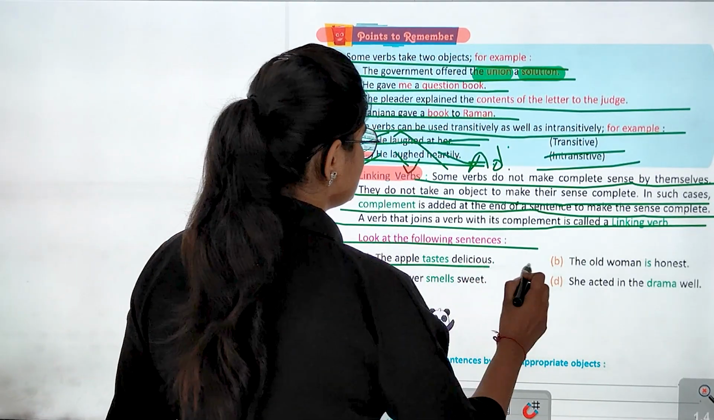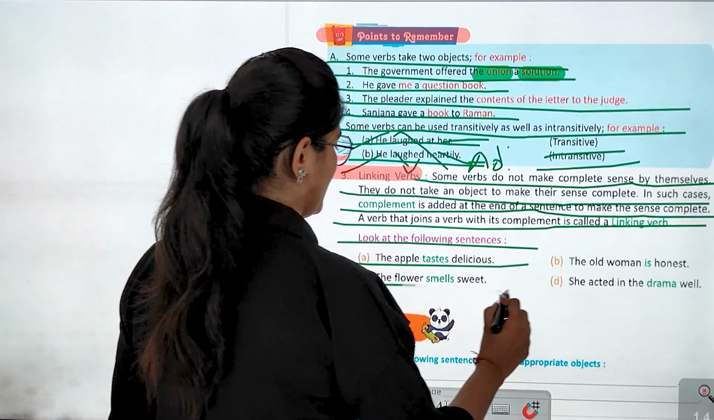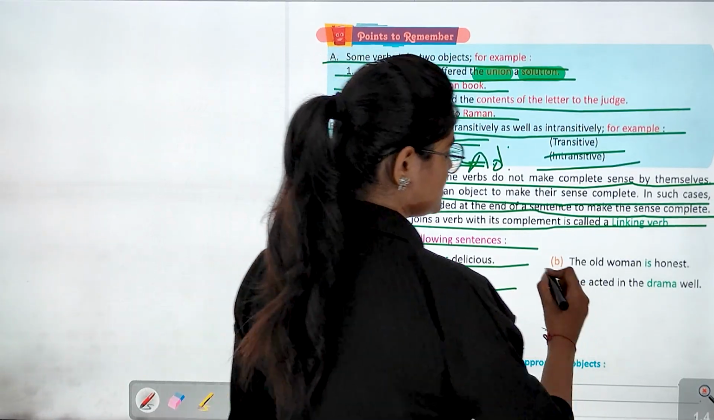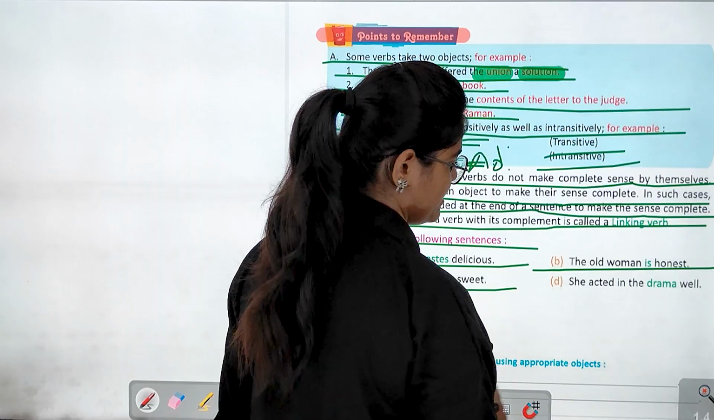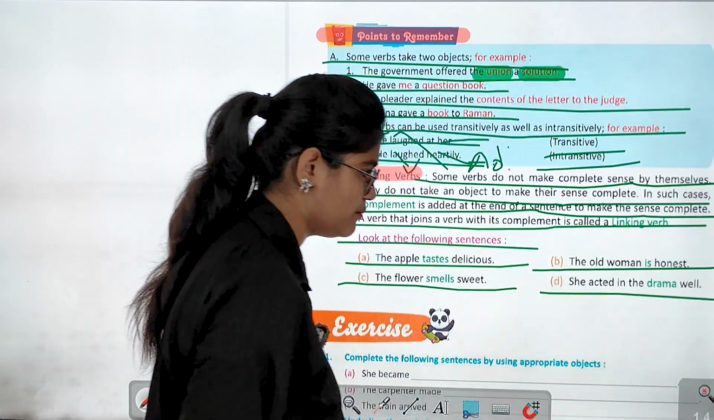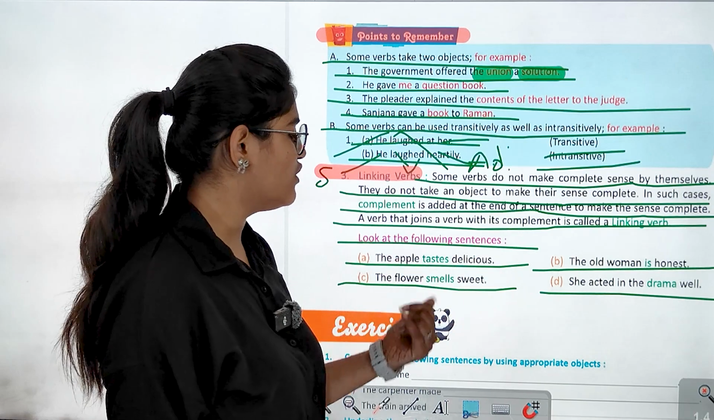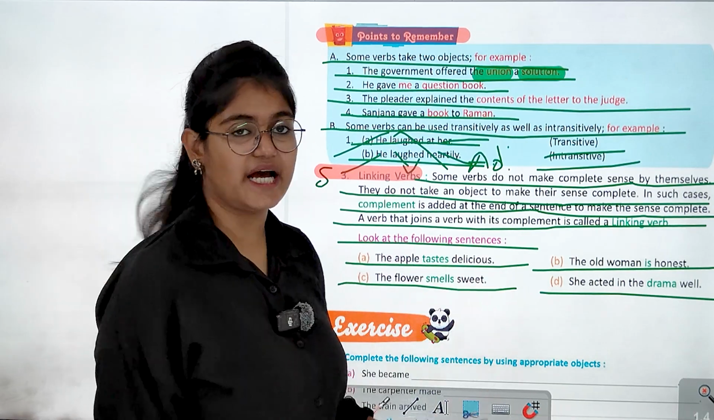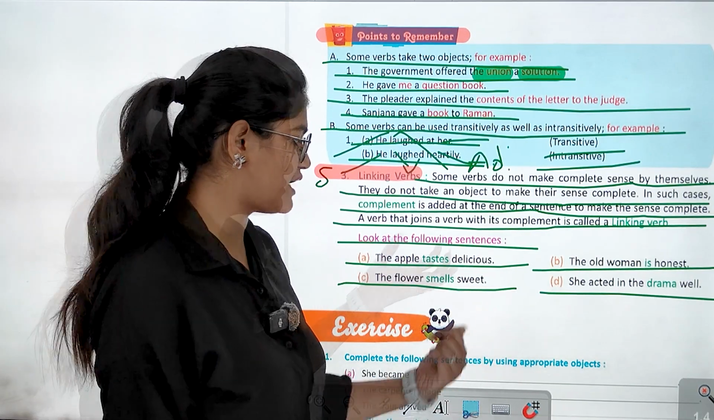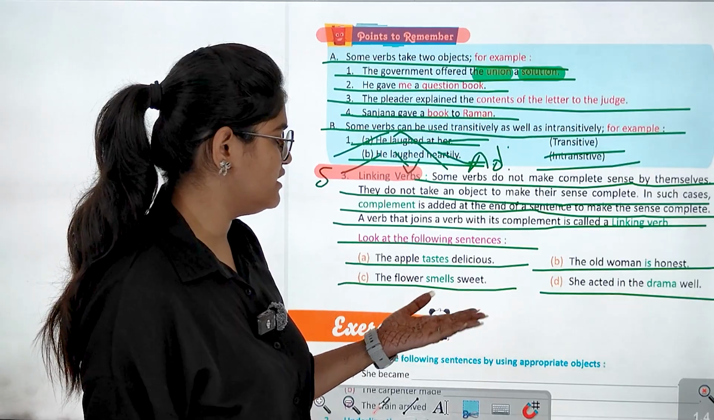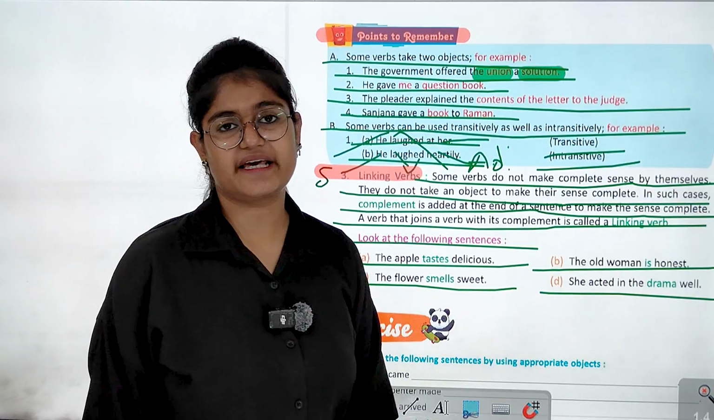So the apple tastes delicious. The flower smells sweet. The old woman is honest. She acted in the drama well. So as you can see कि यहाँ पर हमने verbs के साथ एक complement भी add किया हुआ है to make the sense complete. एक noun के साथ join करती है उसे हम कहते हैं linking verbs.